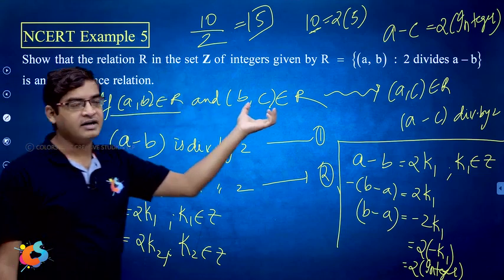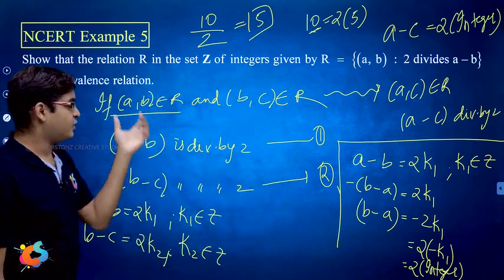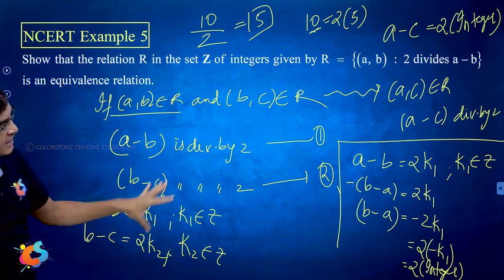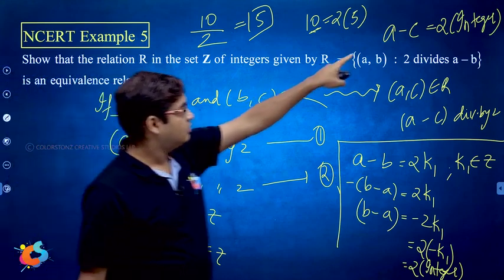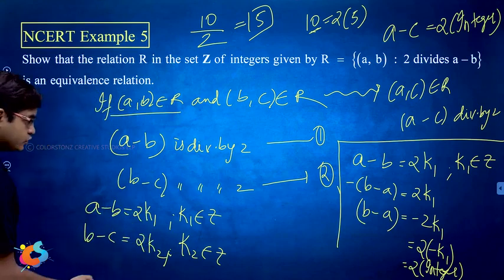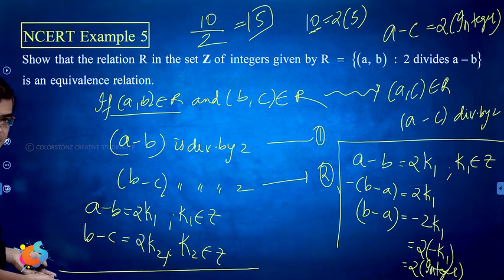If this is belonging to R and this is belonging to R, can I say that this is belonging to R? So if this is belonging to R, this is the condition. From these two things, can I say that this is happening? What is the extra thing here? A is there, C is there. I don't want B. So let us add these two, because by doing that B will get cancelled.